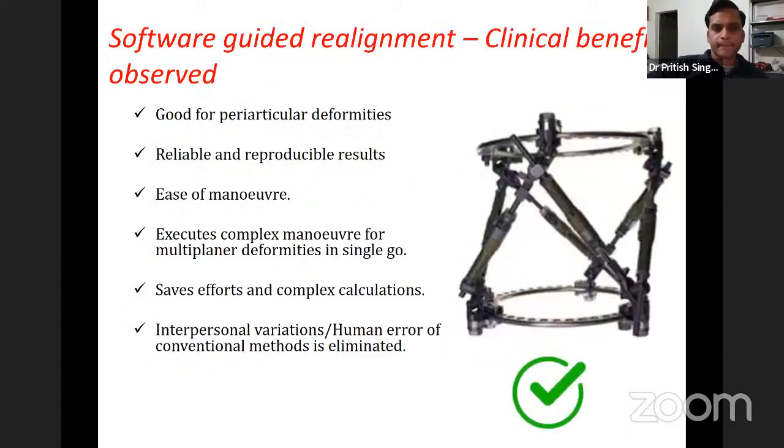Just to summarize, software-guided realignments are good for periarticular deformities. They have reliable and reproducible results. They have ease of maneuver. They execute complex maneuvers for multiplanar deformities in a single go. So they are easy. They save efforts and the complex calculations of conventional maneuvers. There is some space for interpersonal variations and human error in the conventional method. So this is also eliminated in these maneuvers.